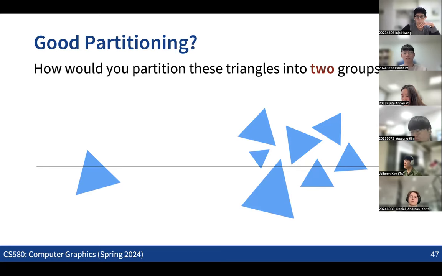What would be the best way to divide the set of the primitives into two subgroups, and why?